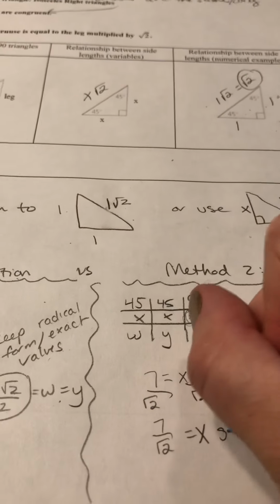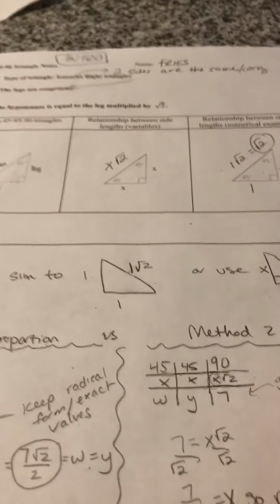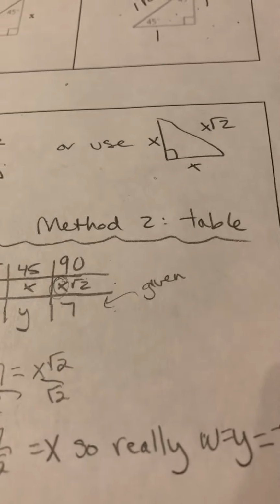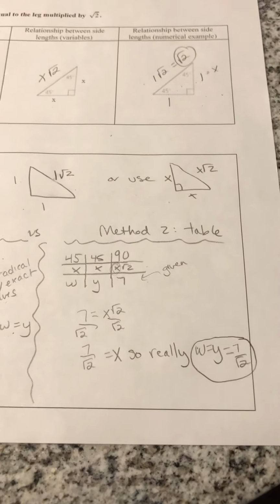So that really tells me that W equals Y equals 7 over root 2. Like that. Okay? So you can use either method there.